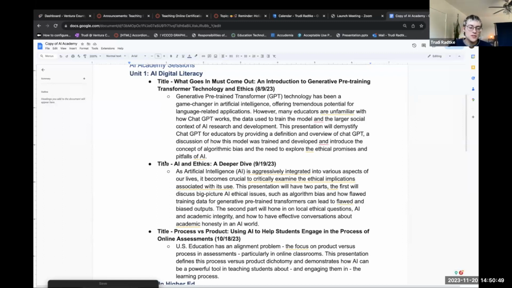The next one is AI and Ethics, a deeper dive. This is where we talk specifically about some of the background historically and culturally around AI, like what are the demographics of AI researchers? Who decides what type of data is used in large language models to train them?